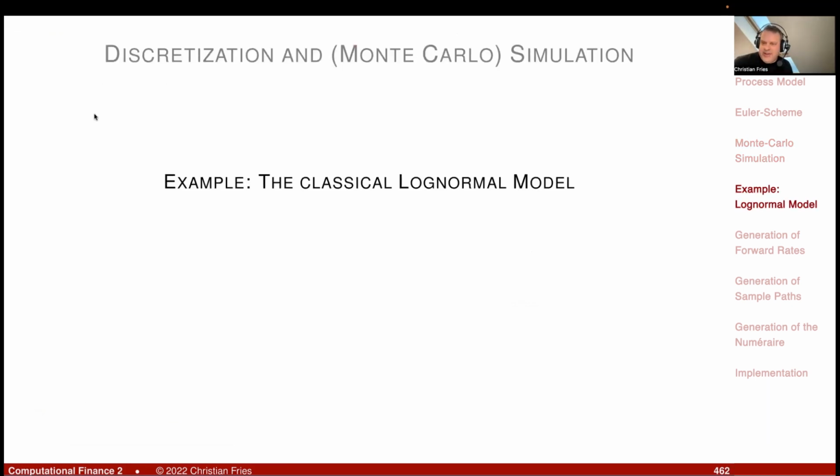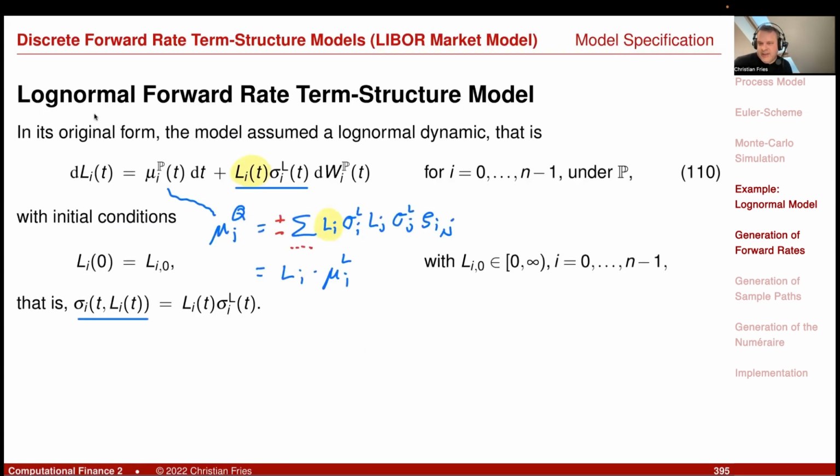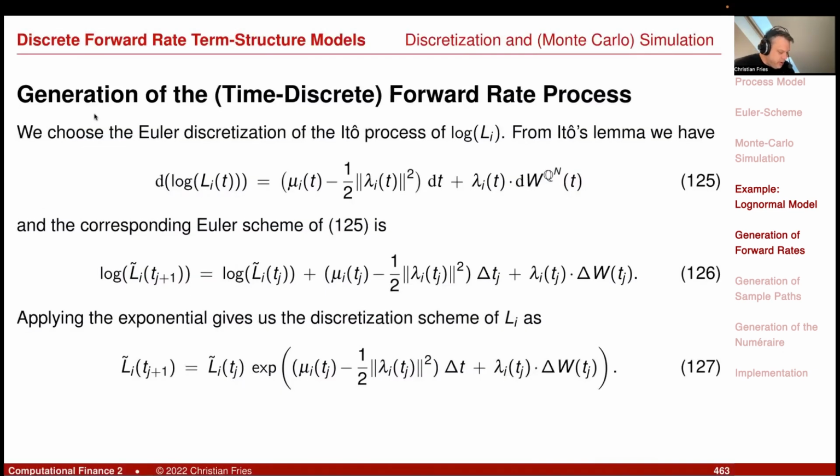Let me discuss the steps again using the classical log normal model. So maybe we can go through this a bit quicker. My argument was that for the log normal model, this special version, you see there is an Li in front here, and Li also in front of the drift. So it makes sense, if we speak of Euler discretization, to move to the log coordinate.